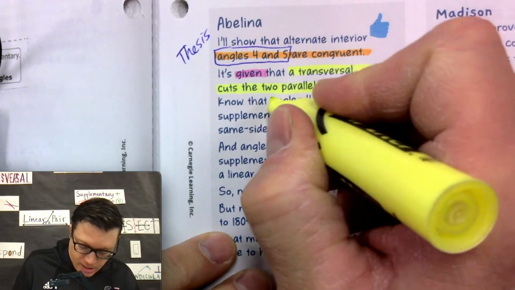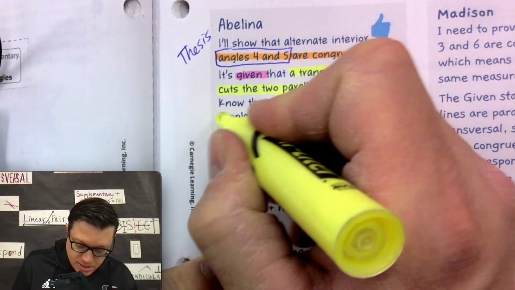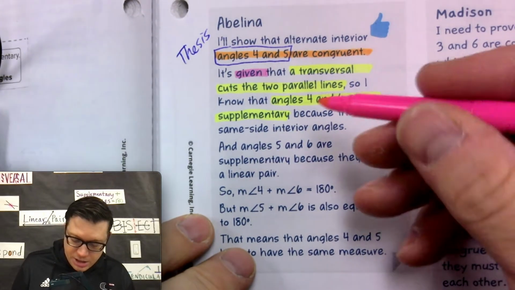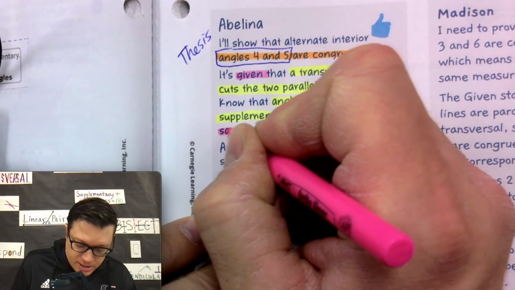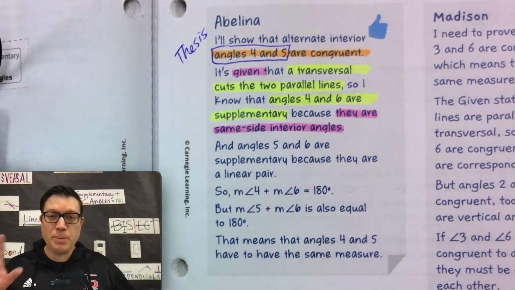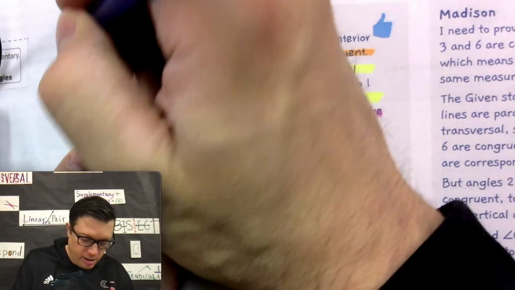So I know that angles 4 and 6 are supplementary. So that's another statement. Angles 4 and 6 are supplementary, and because they are same side interior angles. So there's my because, there's my reason. Again, statements yellow, reasons pink. That's my process. I'll put it over here.